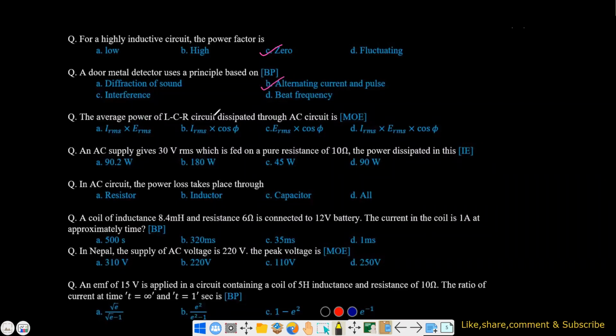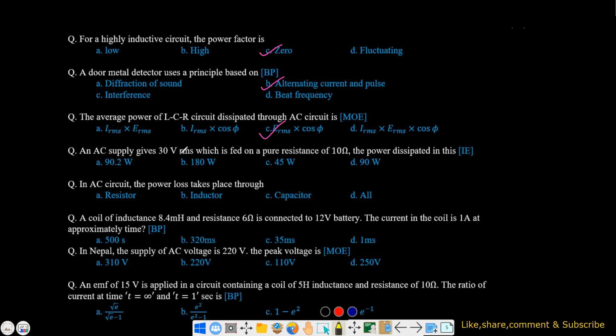The average power of LCR circuit dissipated through AC circuit is, so this is well known. You know, power factor is P equals to P naught times cos phi. Okay, so if it is P equal to P naught times cos phi, then obviously P भनेको is related to RMS. That's why this answer is correct for this one. अरु यो I लाई मात्रै multiply गरेर भएन, I र I multiply गर्ने हो भने त यो, this is something new. This is very incomplete here. Only current here, current, EMF, cos phi, all this is so garbage.